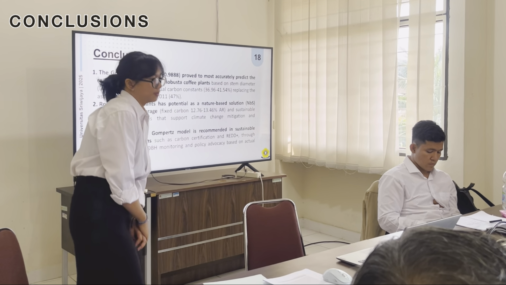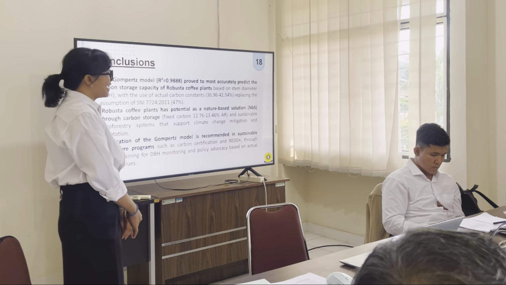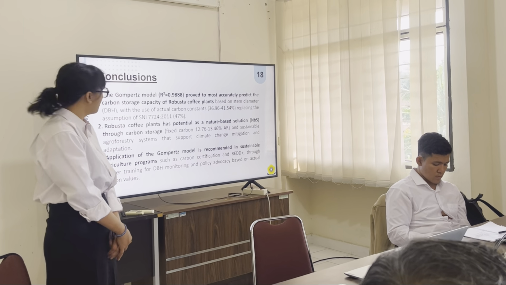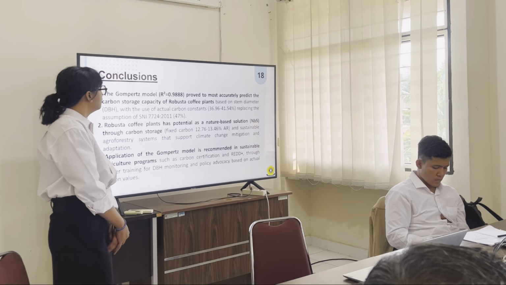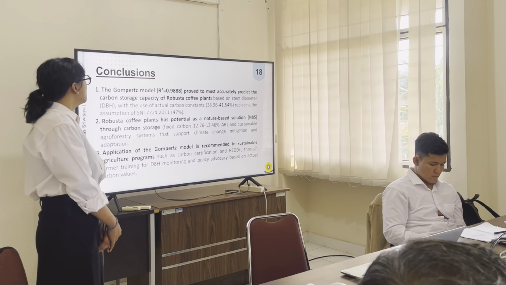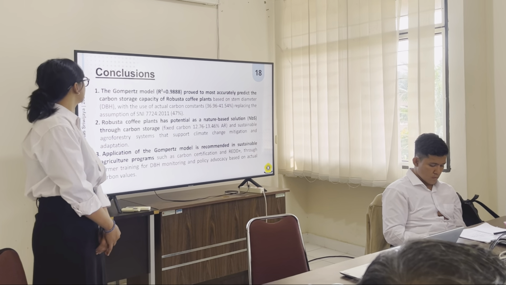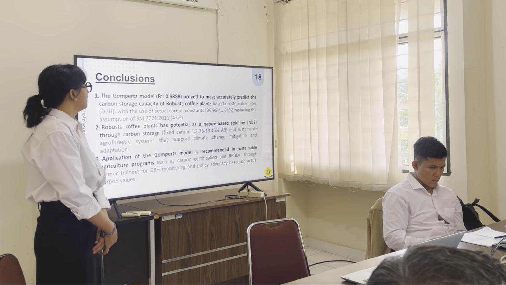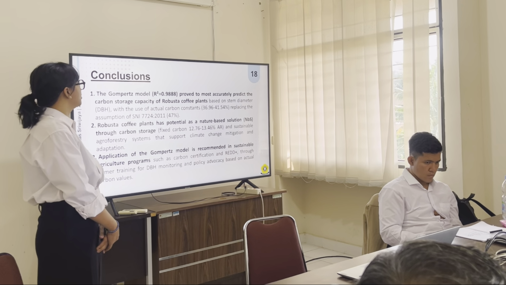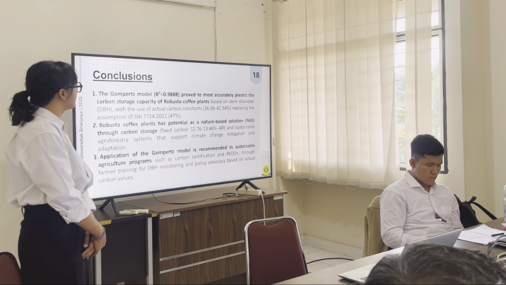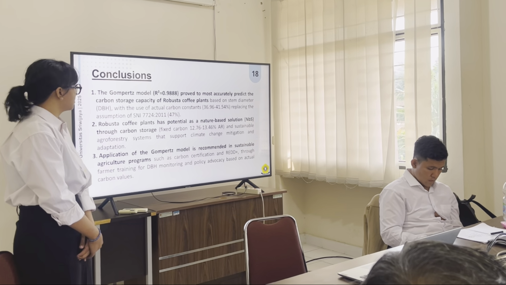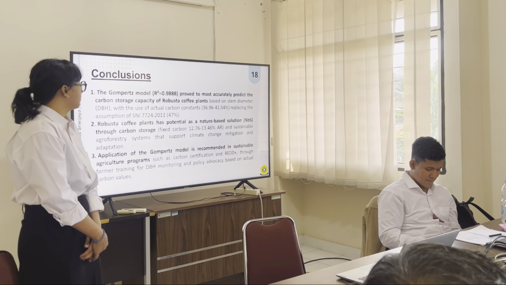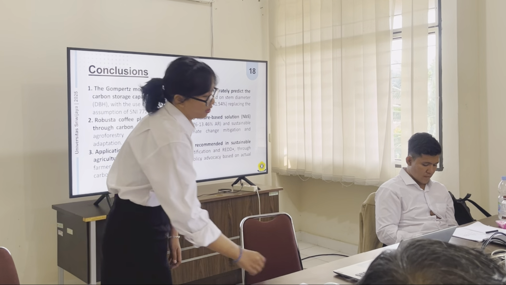And then the conclusions. First, the Gompertz model, R square equals 0.988, proved to most accurately predict the carbon storage capacity in robusta coffee plants based on stem diameter, or DBH, with the use of actual carbon constants, replacing the assumptions of the Indonesian national standards, right? And then the second one, robusta coffee plant has potential as a nature-based solution through carbon storage and sustainable agroforestry systems that should support climate change mitigation and adaptation. And third, application of the Gompertz model is recommended in sustainable agricultural programs such as carbon certifications and REDD+, through farmer training and for DBH monitoring and policy advocacy based on actual carbon values.